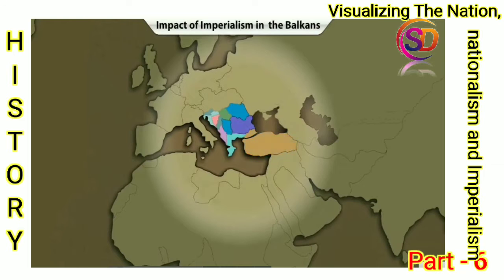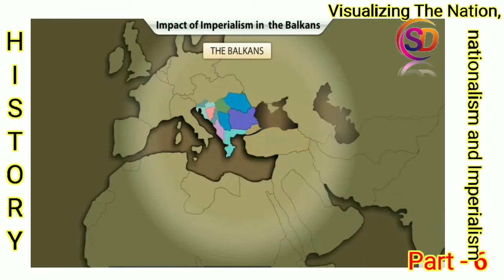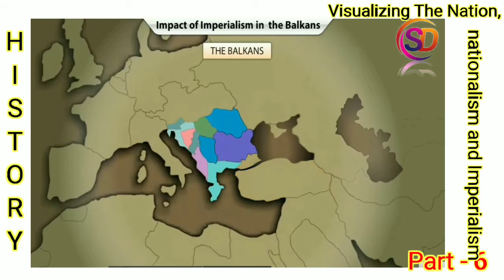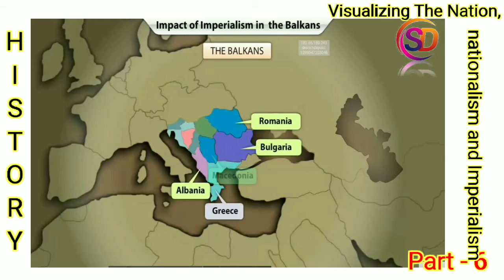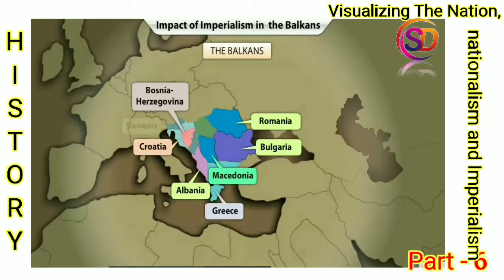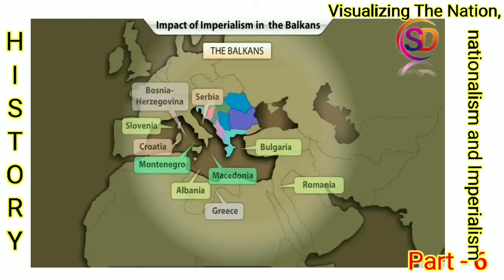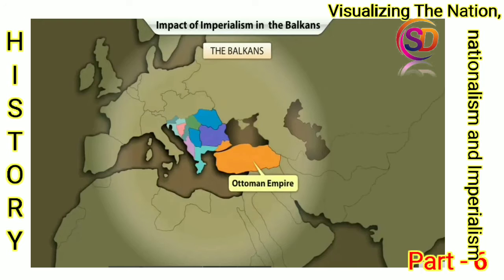After 1871, the Balkan region became the most serious source of nationalistic tension. The Balkans comprised Romania, Bulgaria, Albania, Greece, Macedonia, Croatia, Bosnia-Herzegovina, Slovenia, Serbia, and Montenegro. It had a variety of geographical features and ethnic differences, and a large part of it was under the Ottoman Empire.